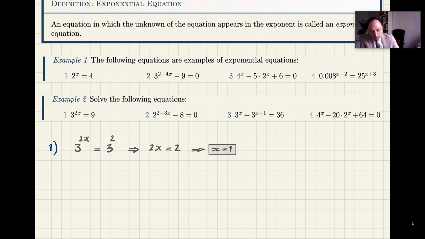Now let us do number 2. So what is your idea about number 2? How should I solve number 2? Yeah, same thing. The same thing means more elaboration, please. Yeah, sure. You have 2 to the power of 2 minus 3x. Then you move the minus 8 to the right hand side. So you have 2 to the power of 2 minus 3x equals 8. Yeah, thank you. 8 is 2 to the power of 3.